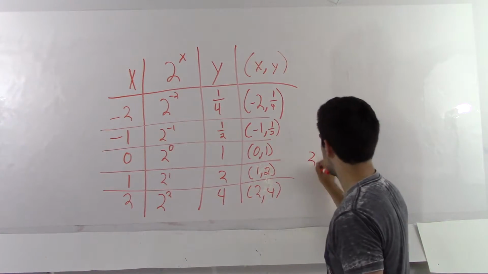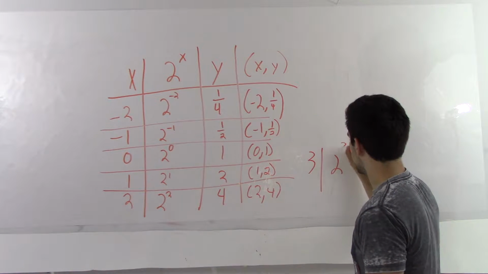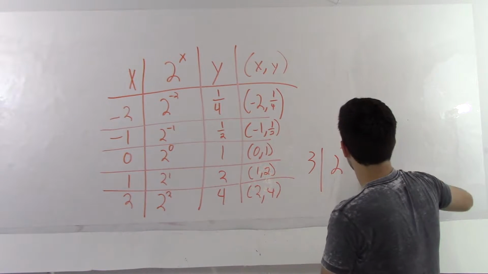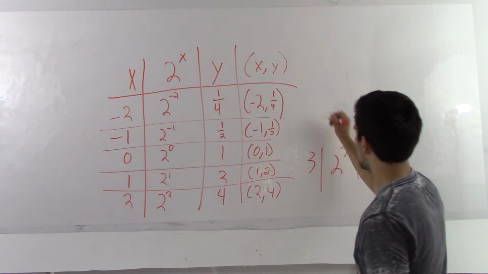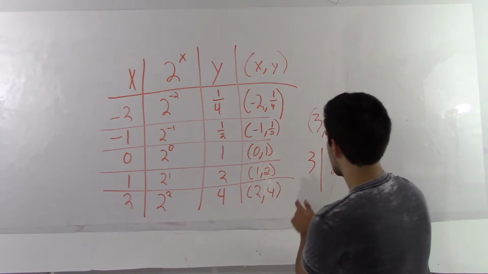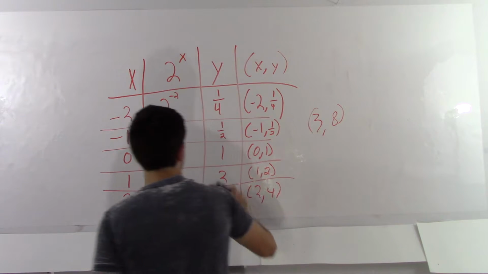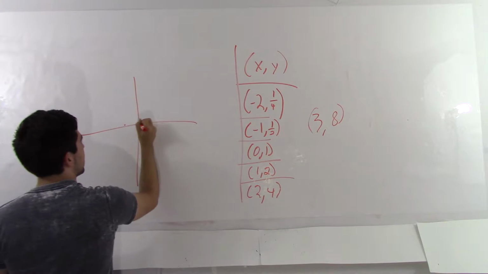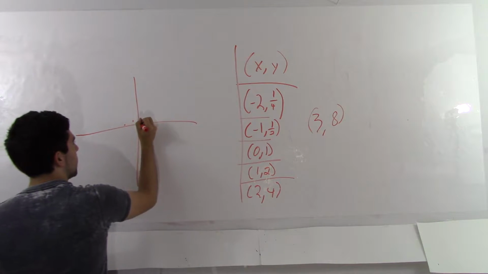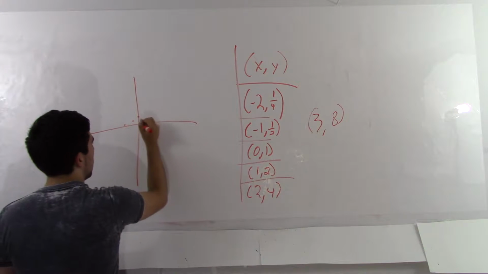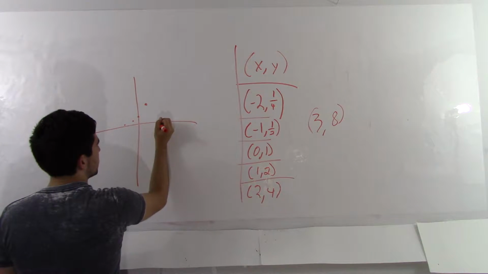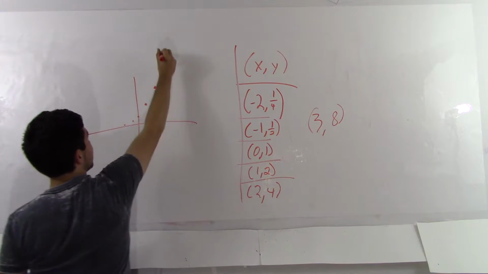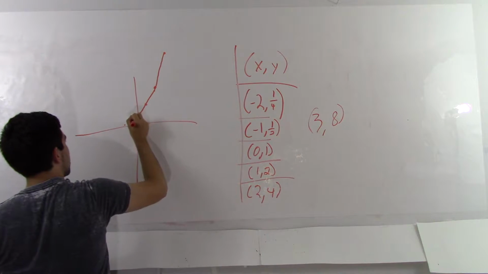I'm going to plug in 3, so 3, 2 to the third, 8. Oh my god, 2 to the third is 8, so our ordered pair is 3, 8. So let's draw this on a graph. -2, 1/4 is right here, -1, 1/2, 0, 1, 1, 2, 2, 4, and 3, 8. So what we can see is that it's pretty much going like a curve.